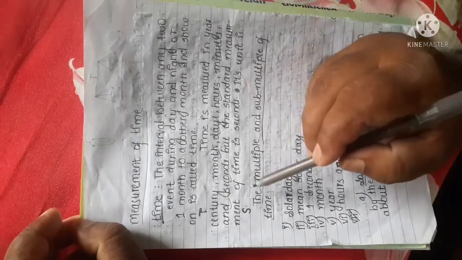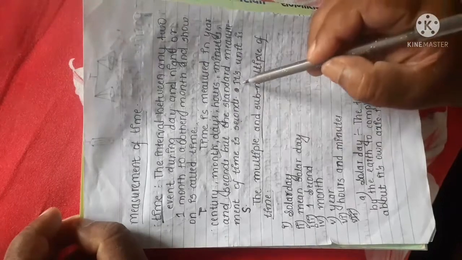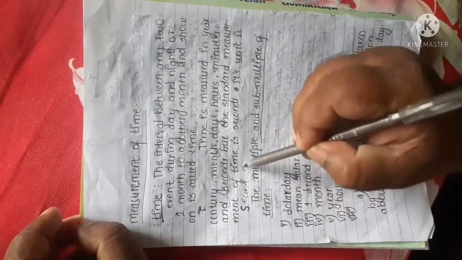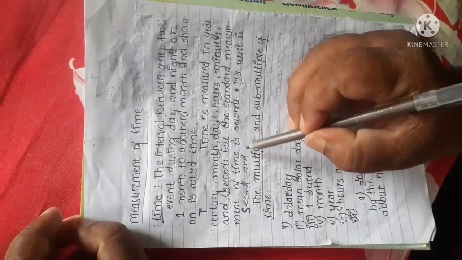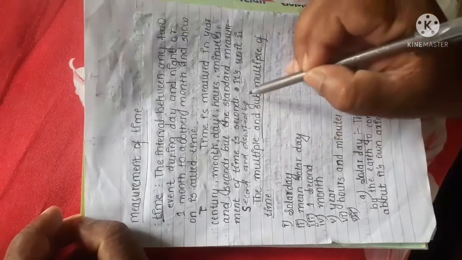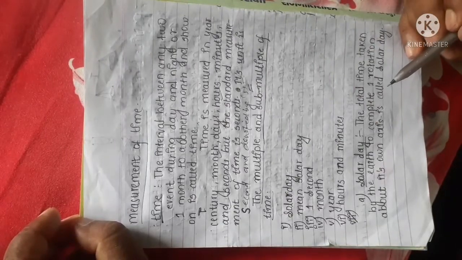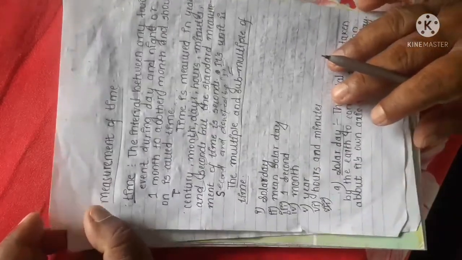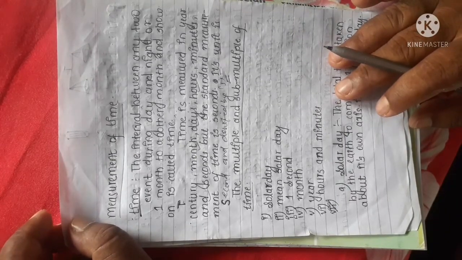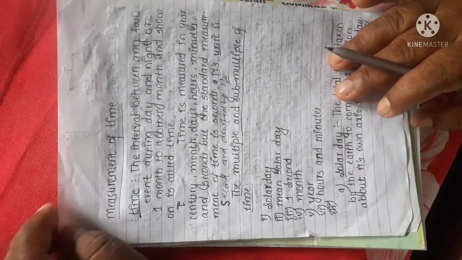But the standard measurement of time is called second. Its unit is second and it is denoted by S. That is the standard unit of time. Now let's see the multiples and submultiples of time, because second is the standard unit of time.